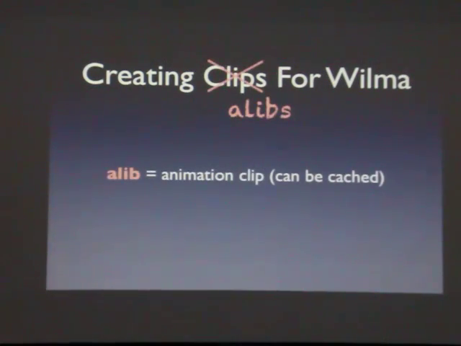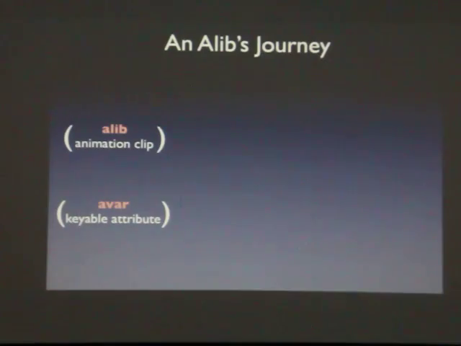Alright, so how did we create those clips for Wilma? From here on, we're not going to talk about clips. I mean, this is what we call them internally. Clips of animation we call ALIBs, or animation libraries. And I'm also going to use the term AVAR occasionally, which stands for an animation variable, or something you can keyframe, like translation or rotation of the arm.